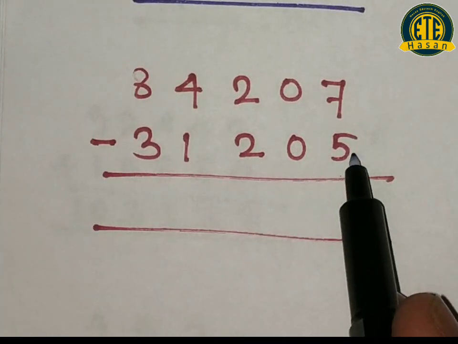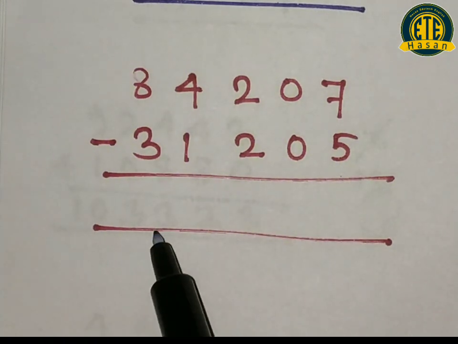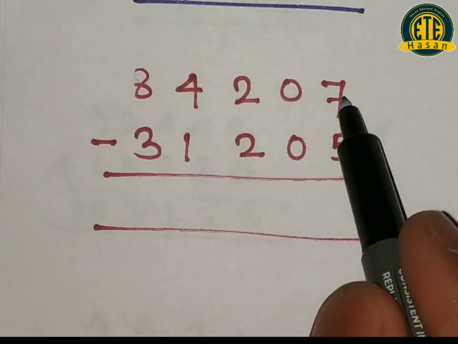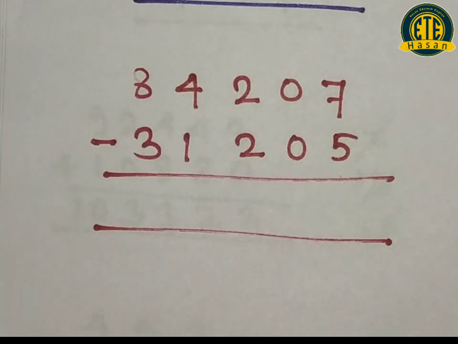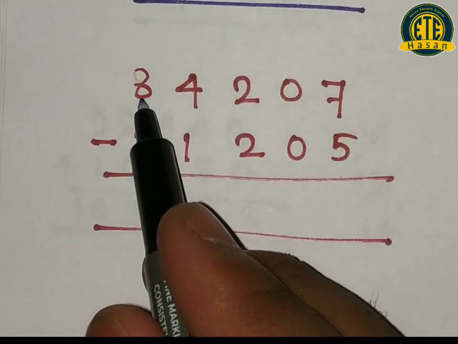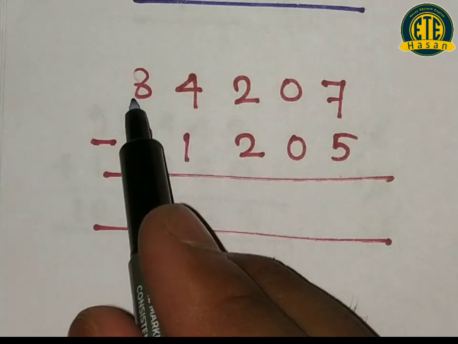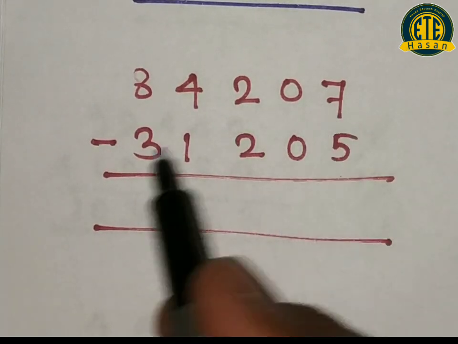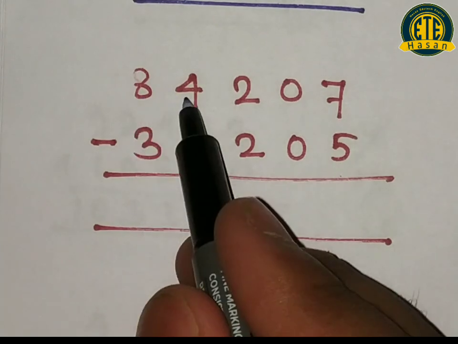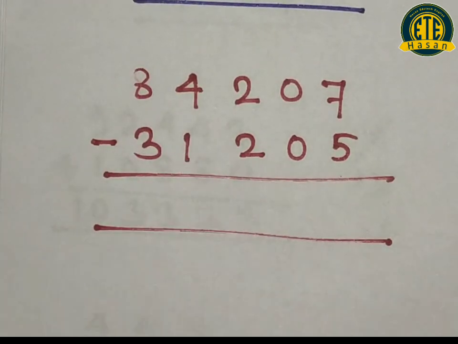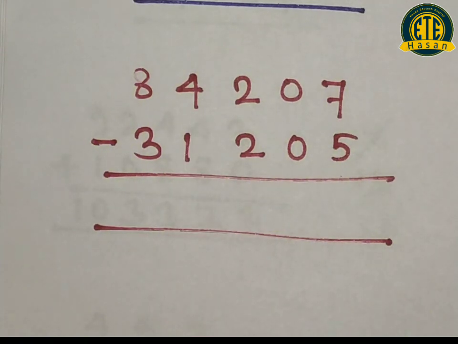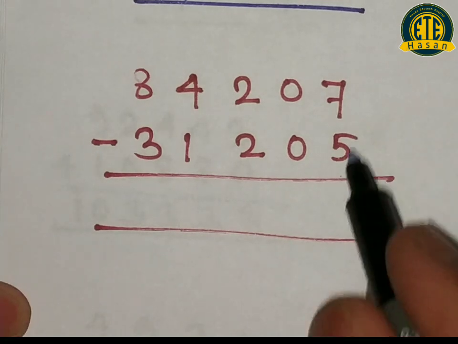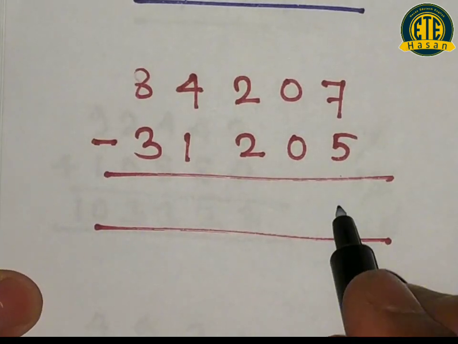Here also the total number of digits is 5. In the above number, the ones, tens, hundreds, thousands, ten-thousands positions. Here is 84,207, and here is 31,205. Which one is bigger? 84,000 is bigger. So we have to subtract from the bigger number to the smaller number. Let's subtract. 7 minus 5 will be 2.